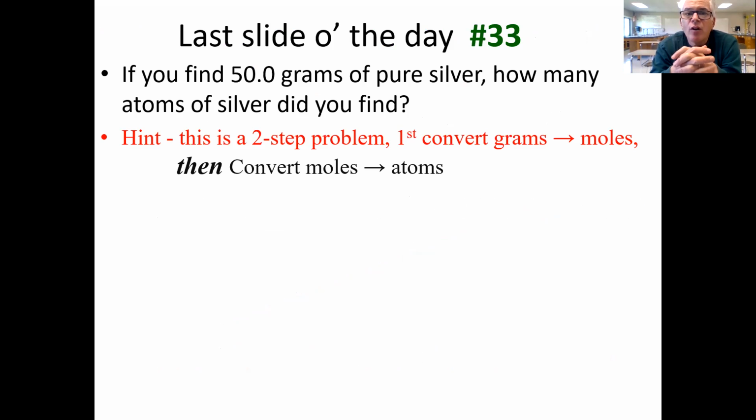You find 50.0 grams of pure silver. How many atoms did you find? We're going to go from grams to atoms, and there's no direct connection. In order to do this, we have to take the grams and convert it into moles. And then, once we know how many moles of silver it is, then we can convert it into atoms. So there's 2 steps. You could do this, but you have to go through moles.